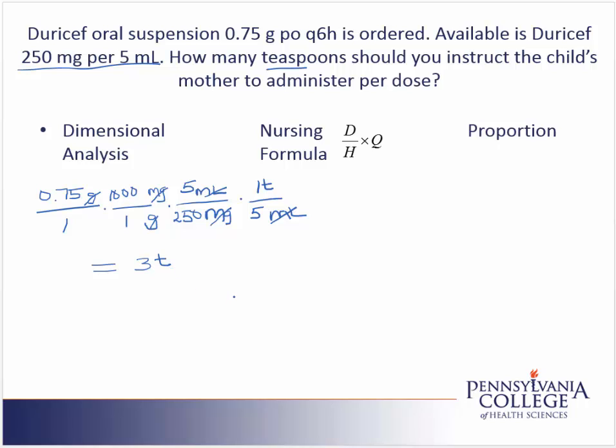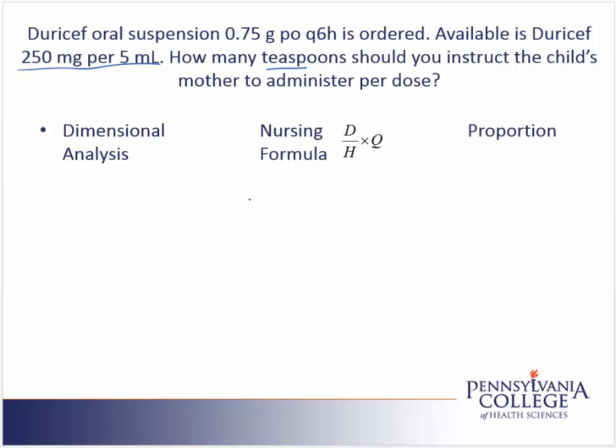A second approach to the problem is to use the nursing formula. In the nursing formula approach, we start with the desired amount or the doctor's order. So in this case, 0.75 grams. We put that over what we have on hand. The have on hand is from the dosage strength, in this case 250 milligrams. We multiply by the quantity that the medication is in, in this case 5 milliliters.